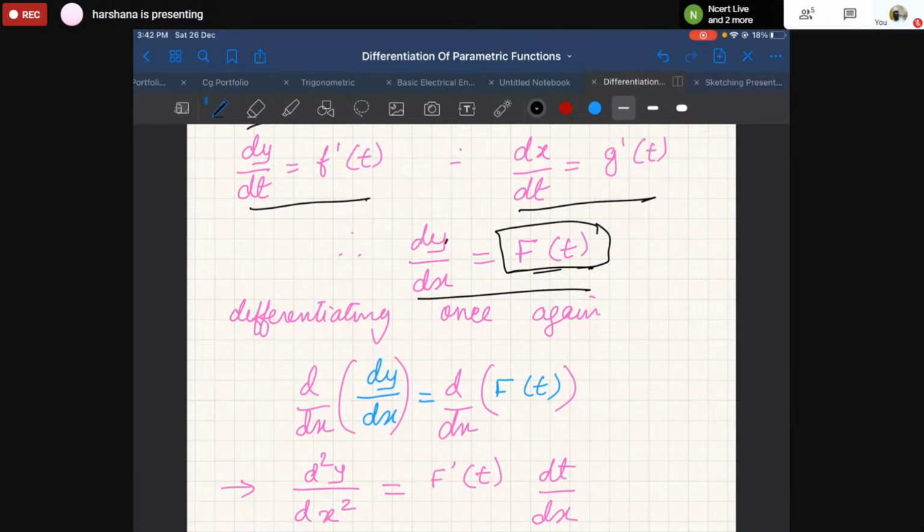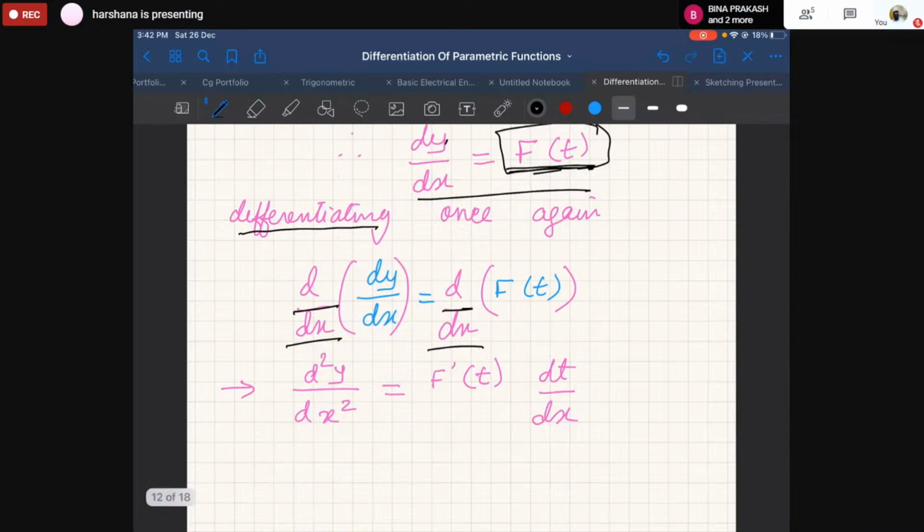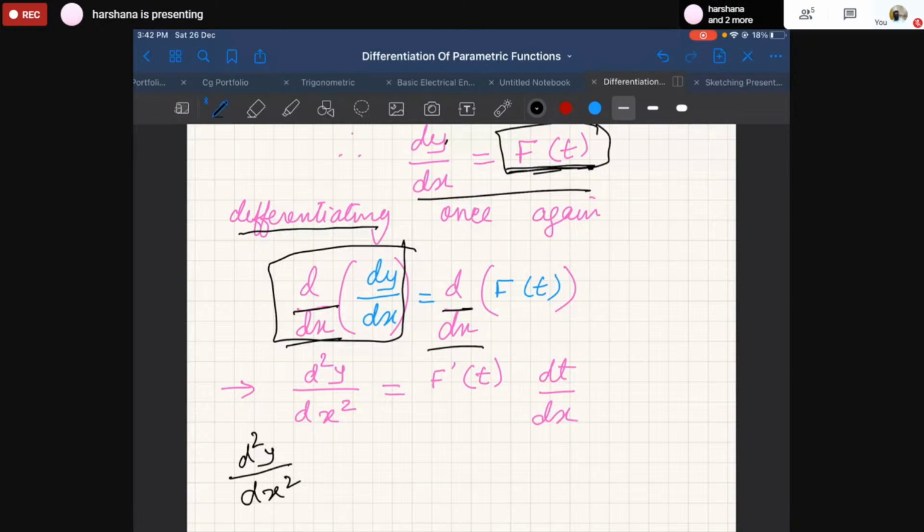Now, to take up the higher derivative, what we do is we differentiate again. So how do we take this up? We take up the operator d/dx on both the sides, and on the left hand side, the derivative of dy on dx is written as d2y upon dx squared. So that's the second derivative. That is, once again we are differentiating dy on dx. That gives us d2y upon dx squared.